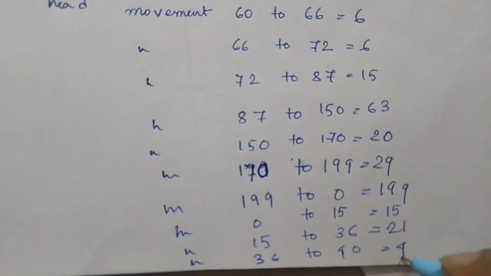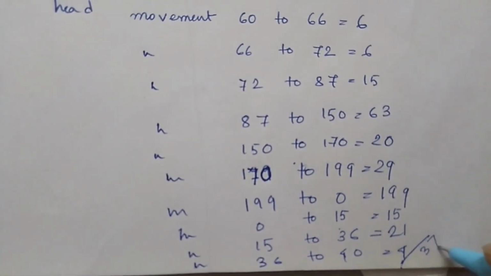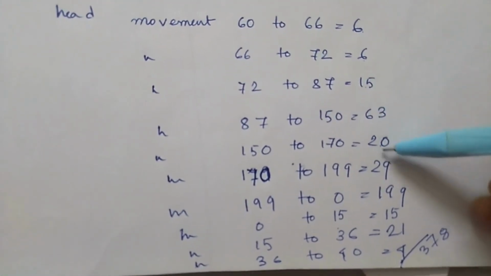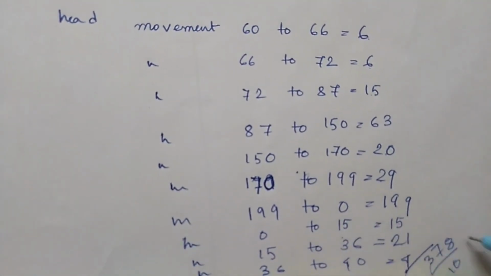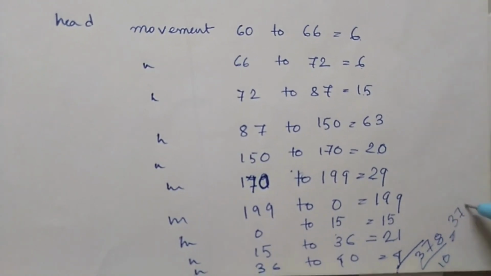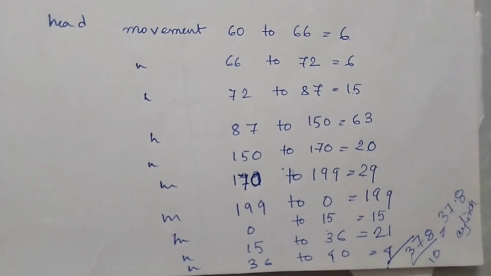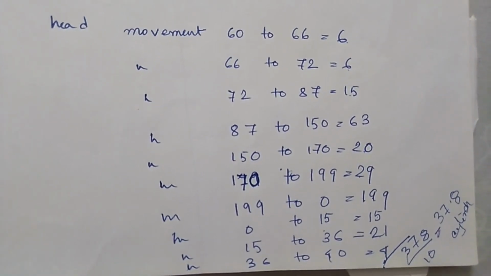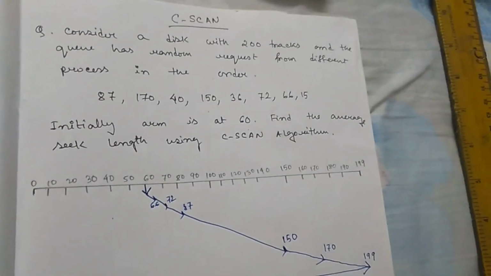So the average seek length: the total value is 378 and the total number of movements is 1, 2, 3, 4, 5, 6, 7, 8, 9, 10. So the value is divided by 10, that means the answer is 37.8 cylinders. Okay, so up to this we covered the C-SCAN algorithm.